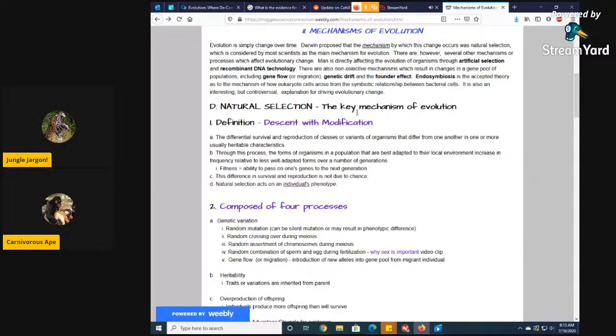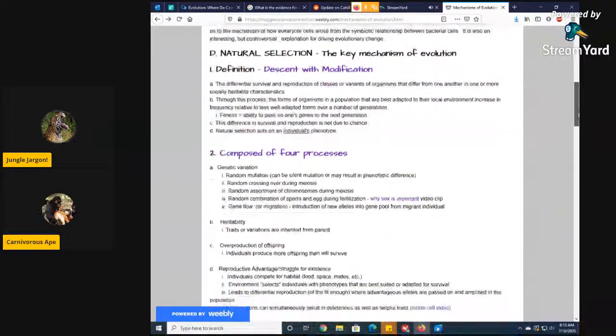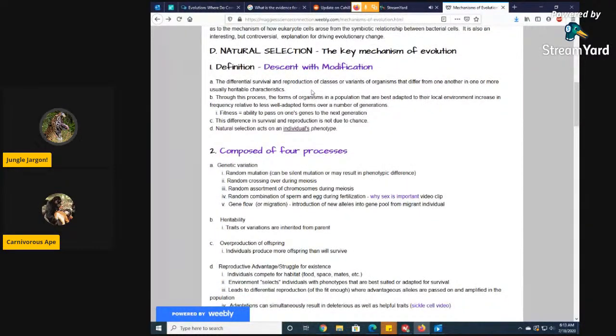Natural selection, the key mechanism of evolution. So here they're saying natural selection is the key mechanism because they don't want to say mistakes are the only thing that's going to cause evolution. Definition: descent with modification, a differential survival and reproduction of classes or variants of organisms that differ from one another in one or more usually heritable characteristics. Through this process, the forms of organisms in a population best adapted to their local environment increase in frequency relative to less well-adapted forms over a number of generations.